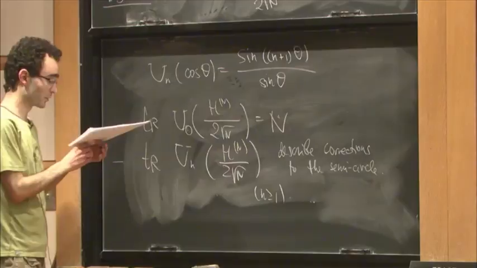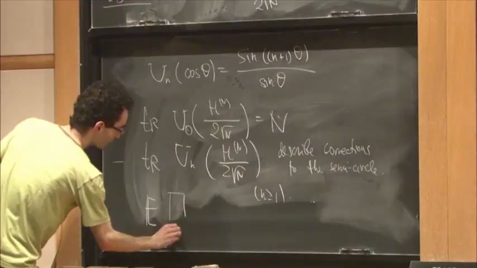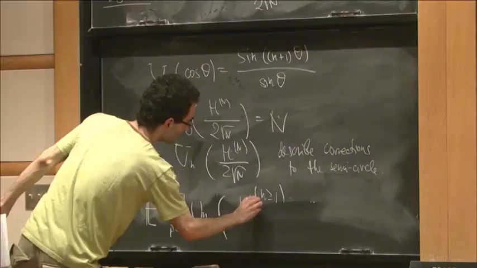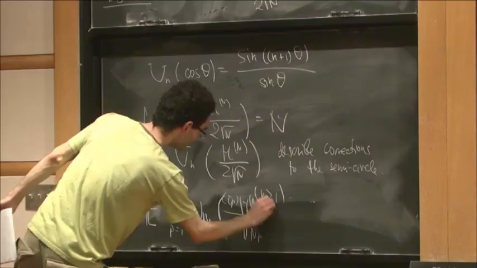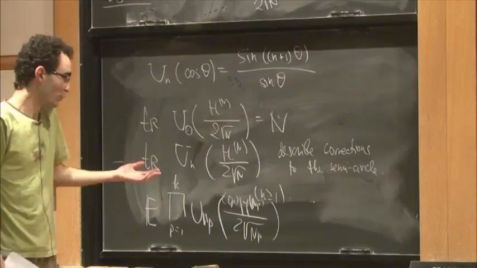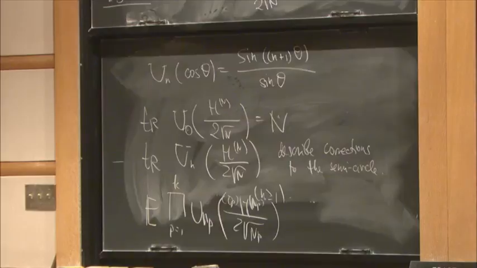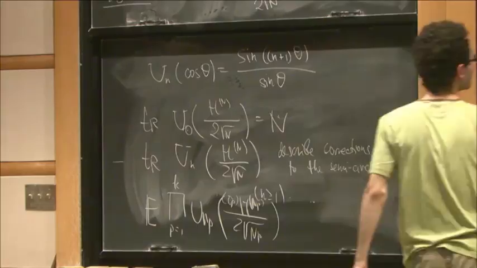These are random quantities, but one can look at their moments, the expectation of products over p of U_{n_p} of H, tau_p over 2 square root of N_p, and these describe how much the kth correlator, before any limit, deviates from the kth power of Wigner's law. Now we need to go to a scaling limit. Yeah, the word scaling limit already appears here.